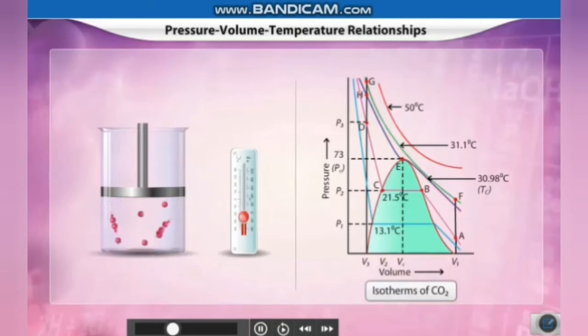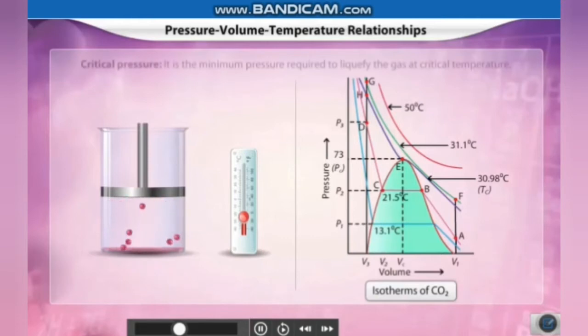Now, if you see the graph clearly, at a pressure of 73 atmospheres, the carbon dioxide tries to change to the liquid form. Now this pressure is called the critical pressure of carbon dioxide. It is the minimum pressure required to liquefy the gas at a critical temperature.